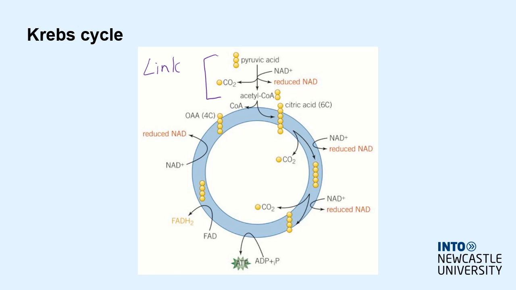And what's going to happen is the acetyl coenzyme A is going to come and deliver the acetyl group in. The acetyl group joins to a 4-carbon compound. So 4 carbons in the 4-carbon compound, 2 carbons in the acetyl group, and you form a 6-carbon compound called citrate. So it forms citrate.